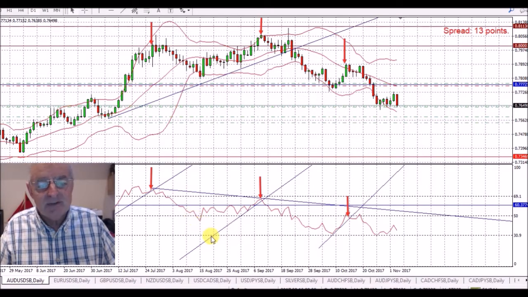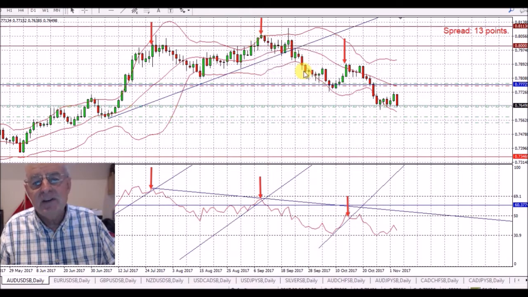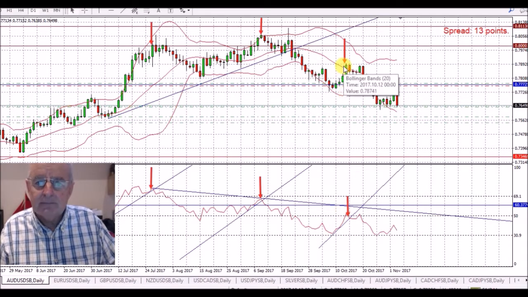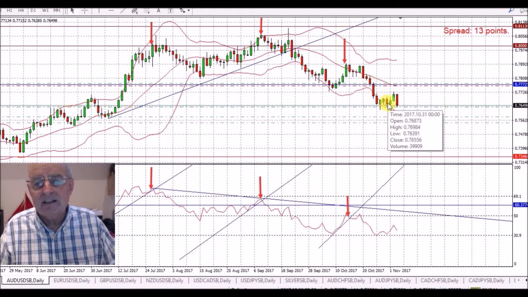The RSI came down, it went up again, and we got another high there which got broken, and we got this very big move down, and then we had another move back up, and we got a sell signal here which gave us another move back down.